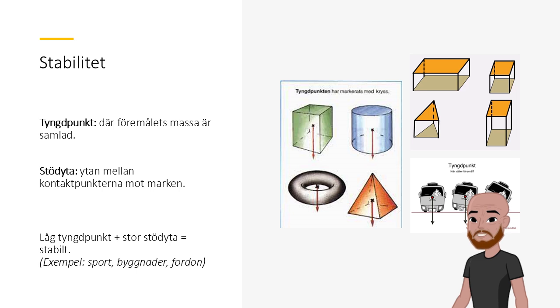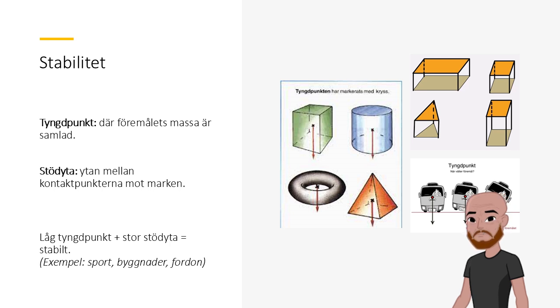If you could hang the object from that point, it would be perfectly balanced. The base of support is the area between all the contact points with the ground, the area the object stands on. The larger the base of support and the lower the center of mass, the more stable the object is.